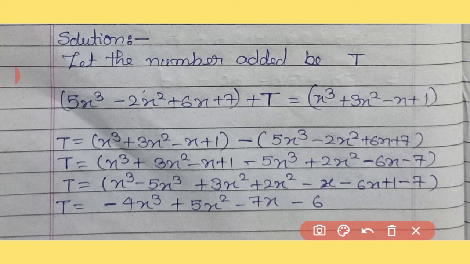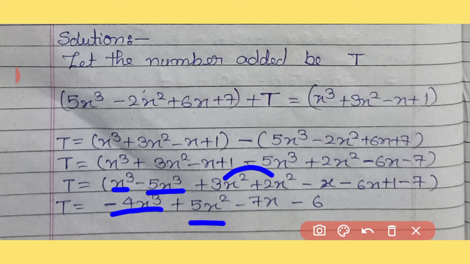So x cube plus 3x square minus x plus 1. So the bracket opened and it changed to minus 5x cube plus 2x square minus 6x minus 7. So we will put together the like terms, x cube and minus 5x cube. Minus 5x cube, when we subtract x cube, gives the answer minus 4x cube, and 3x square will add with 2x square, getting 5x square.